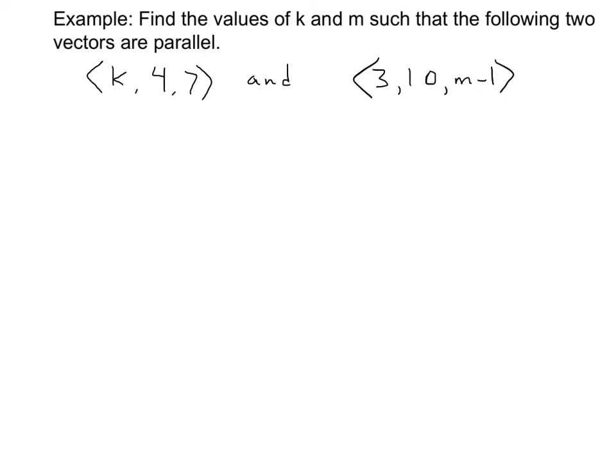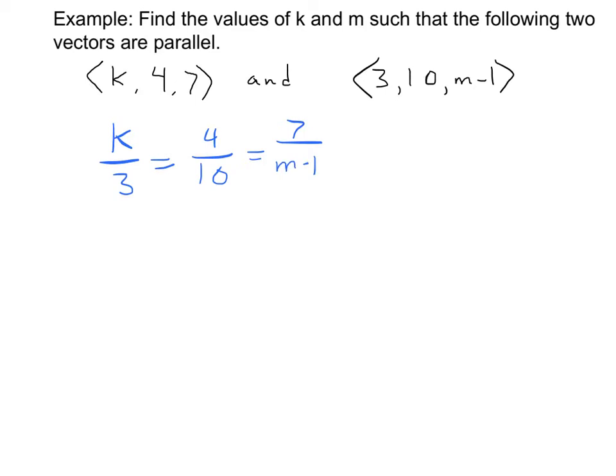Suppose you're asked to find the values of k and m so that these two vectors are parallel. To be honest, we should be able to do this without me going through it. So pause the video, try it on your own. If you don't get it, or if you want to, just watch what I do here. So this means that k over 3 has to be the same as 4 over 10, which has to be the same as 7 over m minus 1.